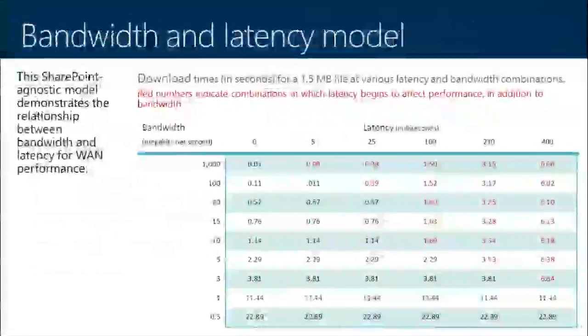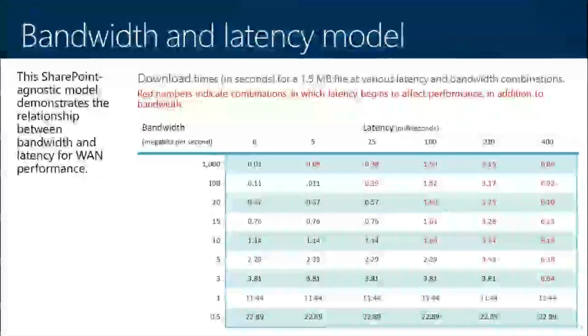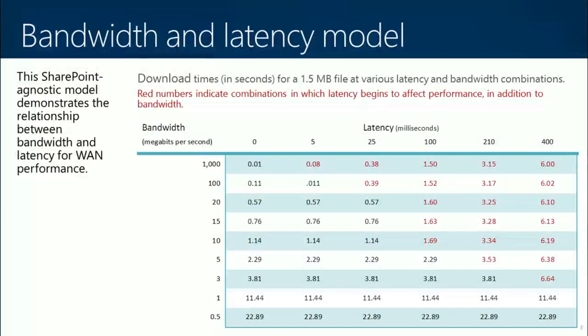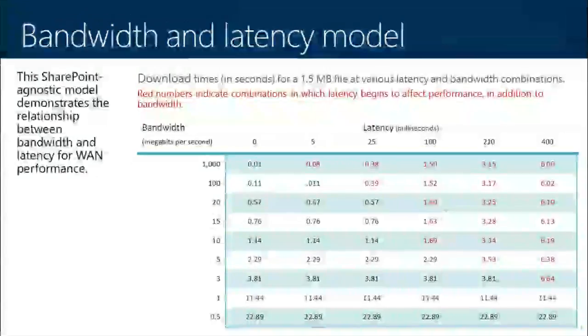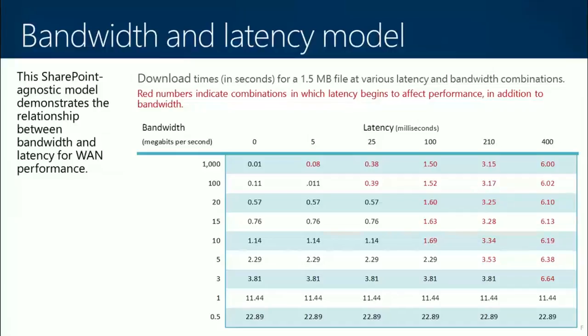So from a mathematical model perspective, we wanted to show you this slide just to depict the relationship between bandwidth and latency, and just to start the thought process when you look at your own WAN links, to understand when latency impacts end users and when it doesn't. This is a scenario where we're downloading a 1.5 meg file over various bandwidths and latencies, and the figures in red are when latency starts to impact your performance.